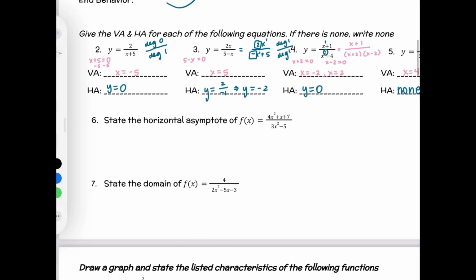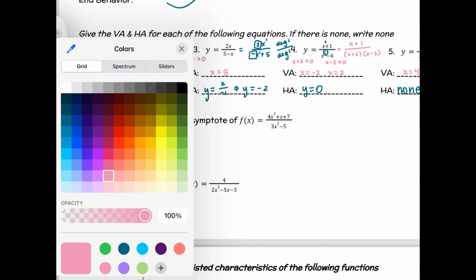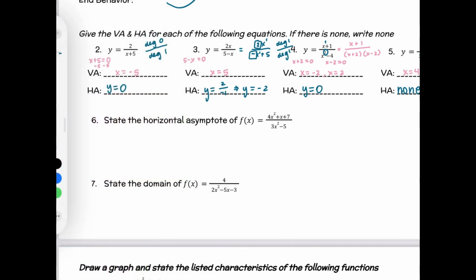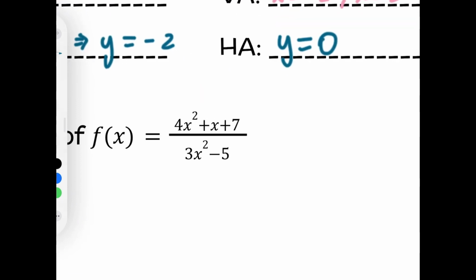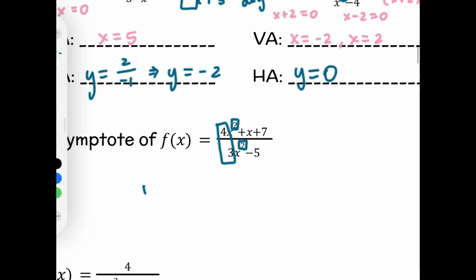So if we look at number 6, that one is state the horizontal asymptote. So we're looking for degrees. If we look at the degree of the top here, the degree of the top is going to be 2. The degree of the bottom is also 2. So our ratio is what we use for this one. So y equals, you have to have the y equals 4/3. Okay?